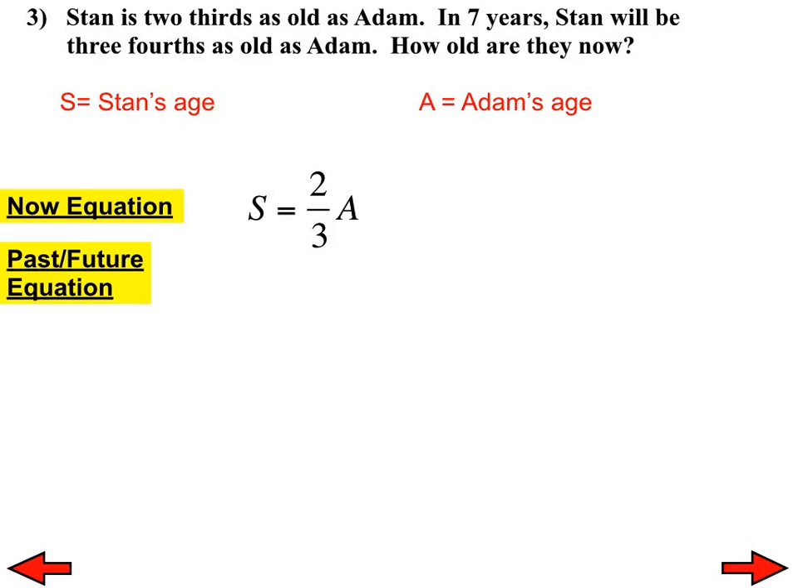Now my past or future, it says in 7 years, Stan will be 3/4 as old as Adam. So what will that equation look like? S plus 7 equals... Did you say 2? Well, it doesn't say twice as old. It says Stan will be 3/4 as old. Okay, there we go. All right, I'll let you finish it from there.